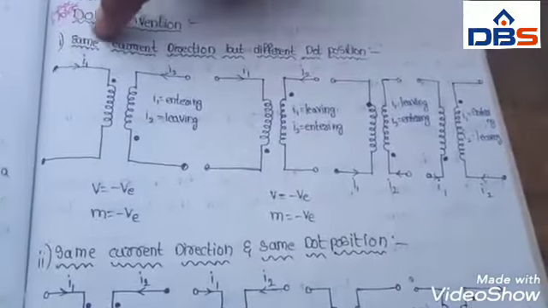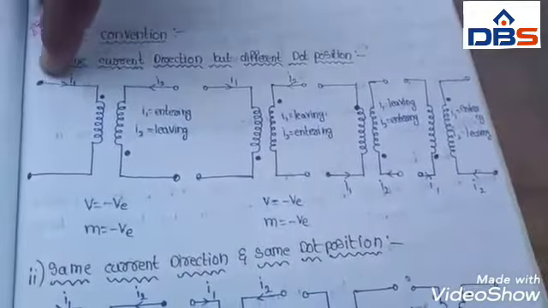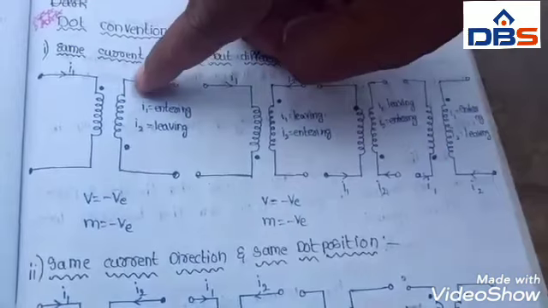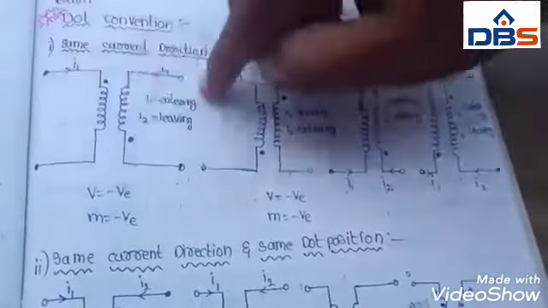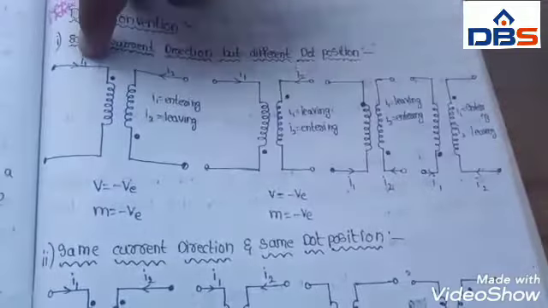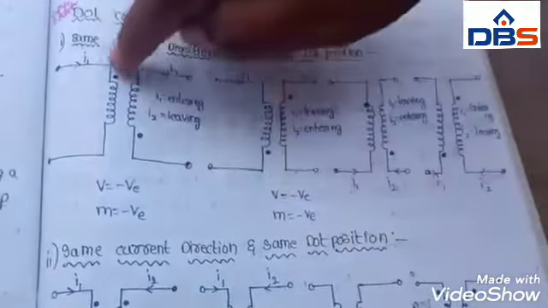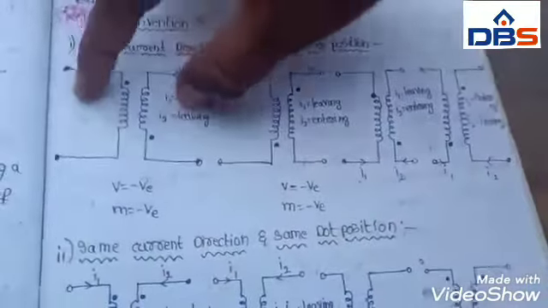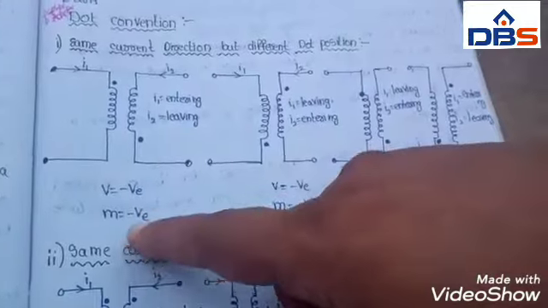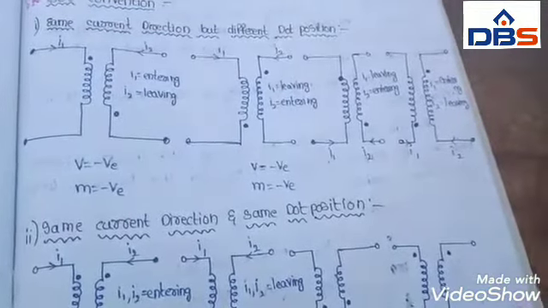The first case is same current direction but different dot position. Here both currents are incoming: I1 enters the first coil and I2 enters the second coil, but the dot notation here is at the entering position and here at the leaving position. For this, the voltage is negative and the mutual inductance is negative. If both dot notations are same, then both are positive, otherwise if they are different, it is negative.